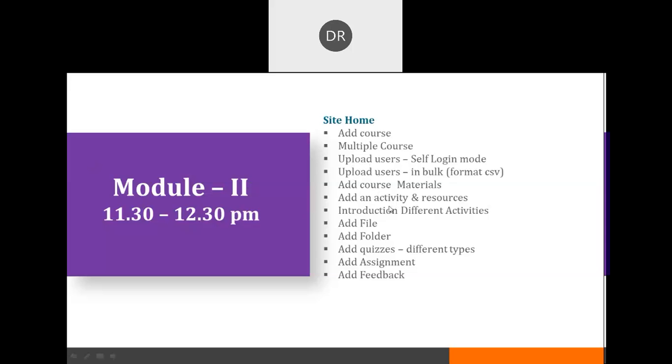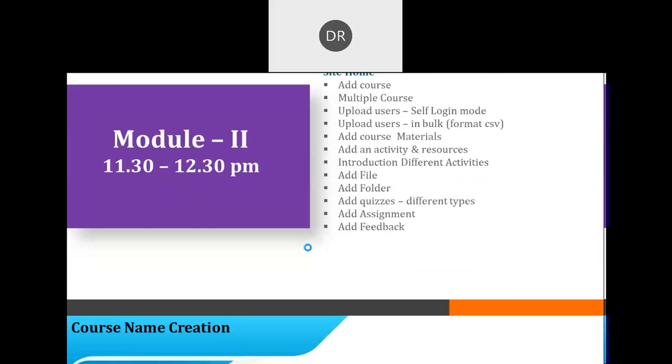add an activity, that is how to create the quizzes, sorry, how to add the assignments and different resources. Then what are the different types of activities? Activities mean the different types of assignments, quizzes, add file, how to upload the file, how to upload in a folder also, and different types of quizzes, and also we can take the feedback online through this Moodle. So these are the contents of module 2.